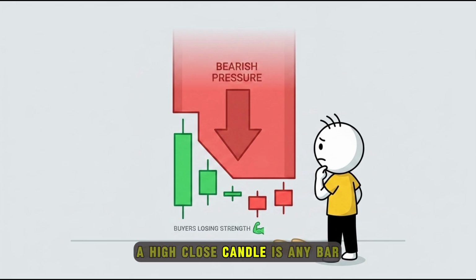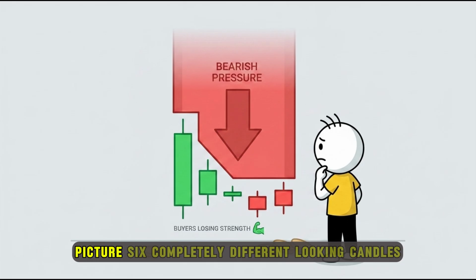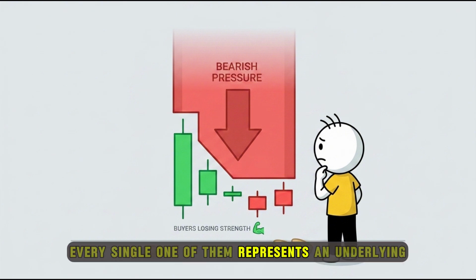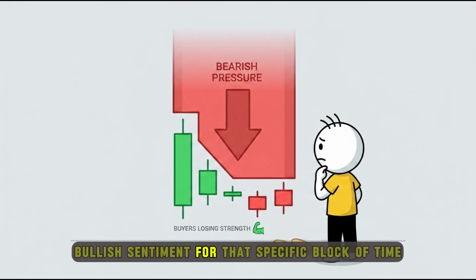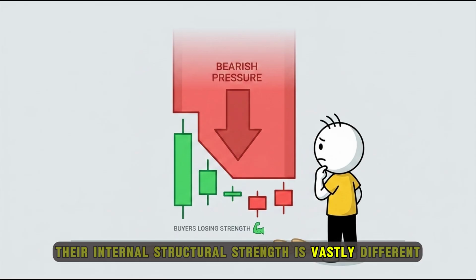A high close candle is any bar where the final closing price settles firmly within the upper third of its overall range. Picture 6 completely different looking candles that all share one trait. They all manage to close in their upper third. Every single one of them represents an underlying bullish sentiment for that specific block of time. However, their internal structural strength is vastly different.